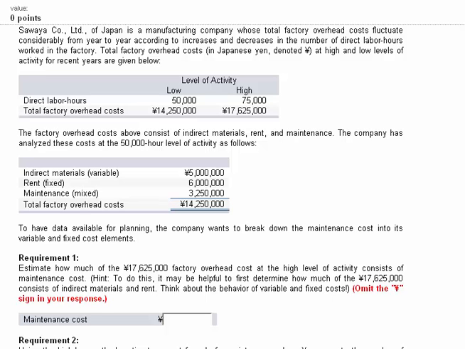So requirement 1 says estimate how much of the 17,625,000 yen factory overhead cost at the high level of activity consists of maintenance cost. And they give us a hint. To do this, it may be helpful to first determine how much of the 17.625 million consists of indirect materials and rent, and think about the behavior of variable and fixed cost.